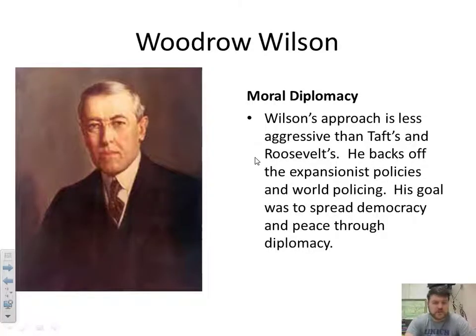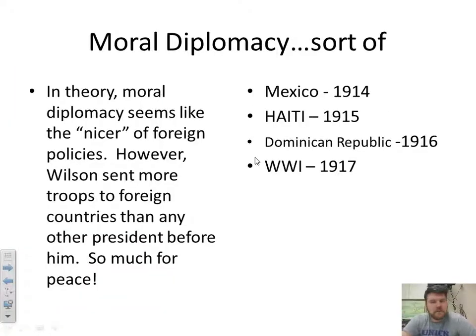He's still going to use the military approach. He's still going to use a little bit of investment, but he's hoping to back off of those through this moral approach. Right? We're going to be friends. We're going to be nice to each other, hence the moral diplomacy name. So on paper, it sounds great, right? Okay, we won't have to use a military, we won't have to invest so much money, but in reality, Wilson is the president who actually sends in more troops abroad than both Taft and Roosevelt combined.